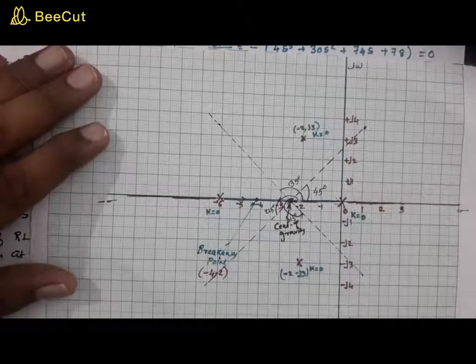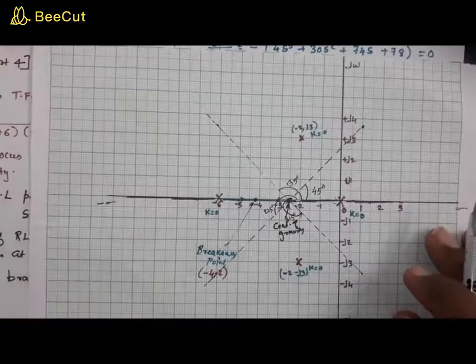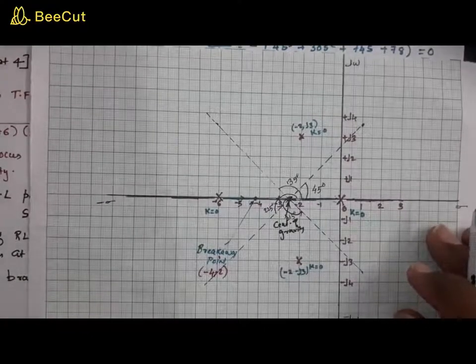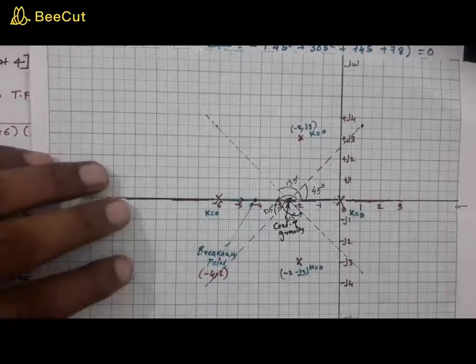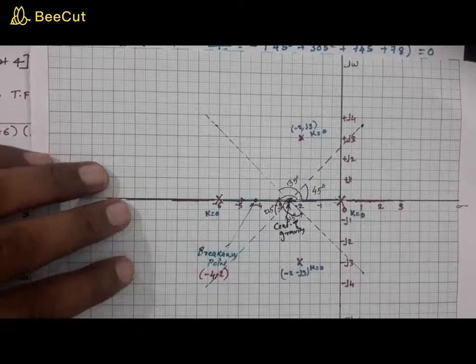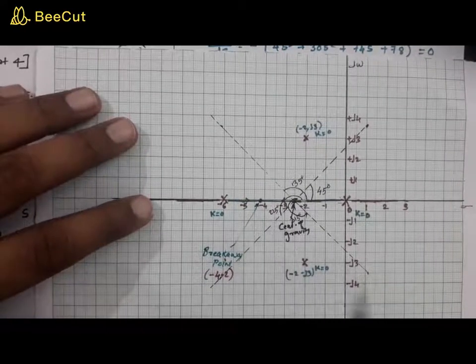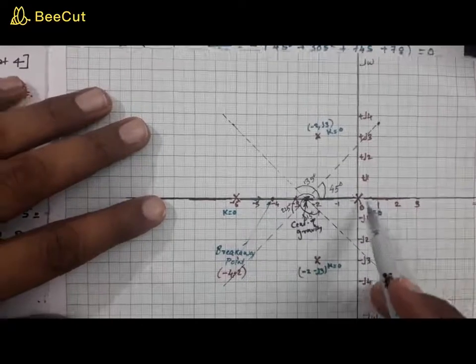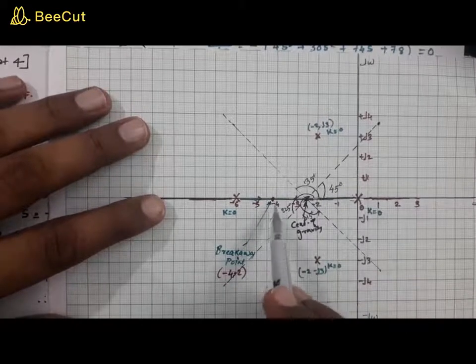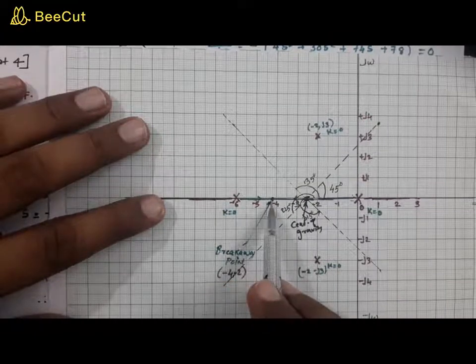Now, for that, what must be the next step? Okay. Now look at this. How to solve such things? Now we know the breakaway point, look at this. What is the breakaway point? Breakaway point is minus 4, right? So that means this pole will be reaching at any cost this point, minus 4. And this pole will be reaching over here.